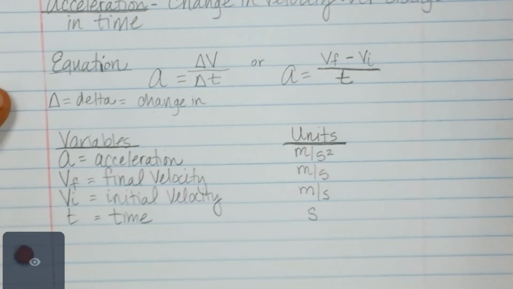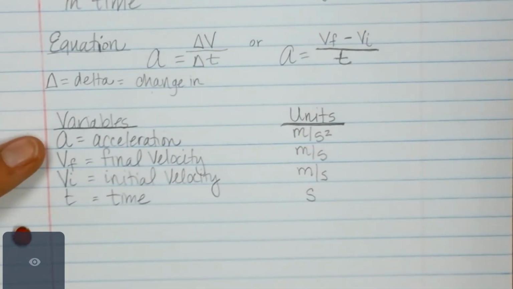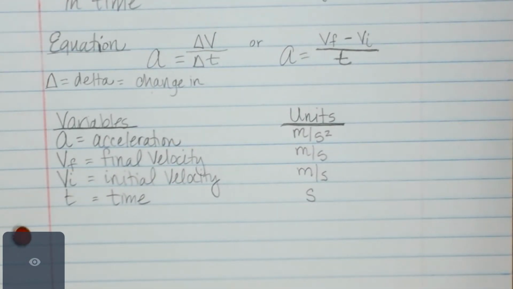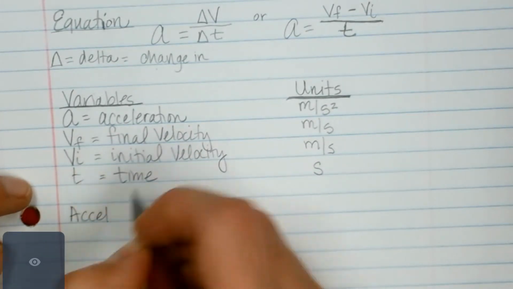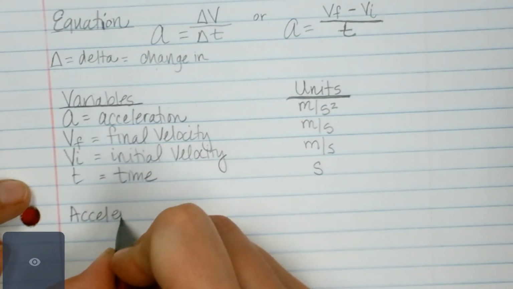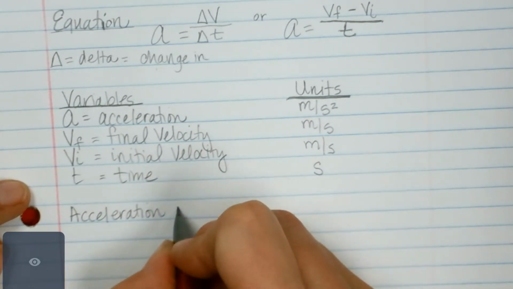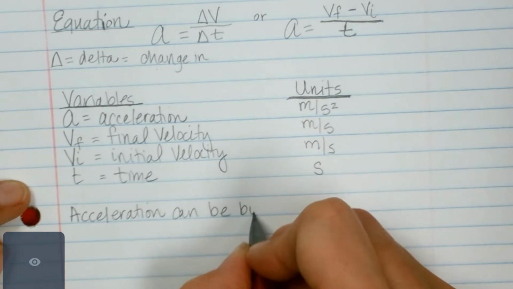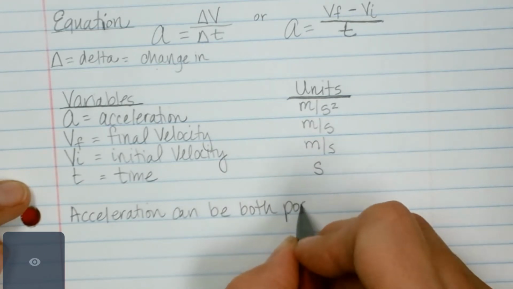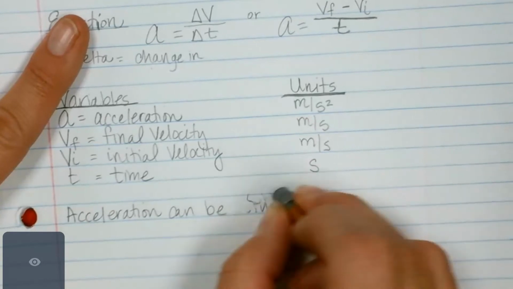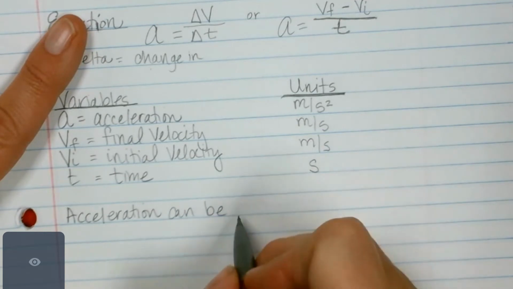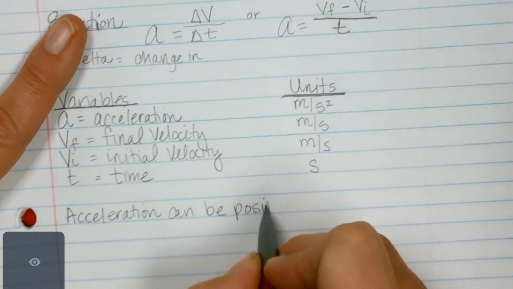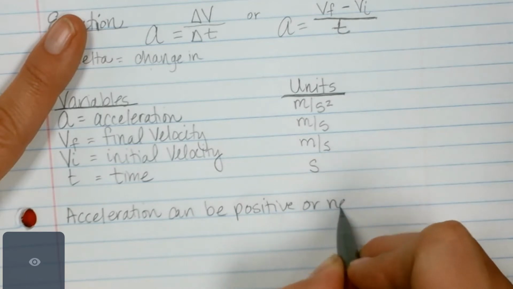So we have already talked about positive and negative accelerations, and we wrote some notes about that before. So it's really important that you remember that acceleration can be both positive and negative. So I'm going to write that down just as a reminder. So acceleration can be positive or negative. I don't want to say both positive and negative because it sounds like it could be that at the same time. It can be positive or negative.